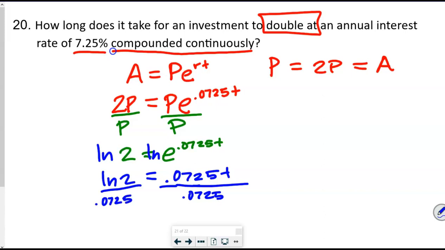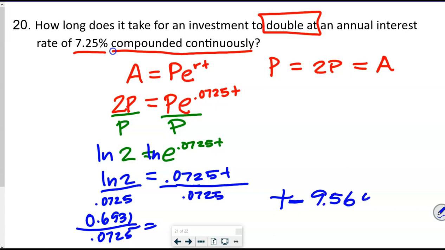Okay, and what that would have been is, let me find my paper, 0.6. This is about what it was, and then we would have divided that by 0.0725, and that's going to equal t equals 9.56 years if I were to give it to the 100th, okay?